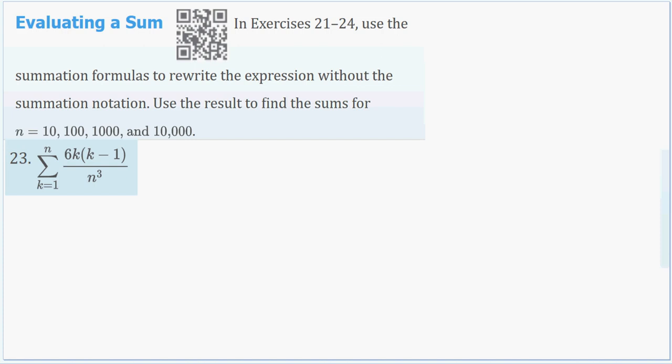Okay, let's do a little calculus. In the notes, we had example 2, very similar to this problem right here. And there's one in the homework, so let's do this one together as a little more practice. The directions say use these summation formulas to rewrite the expression without the summation notation. Use the result to find the sums for n is 10, 100, 1,000, and 10,000.